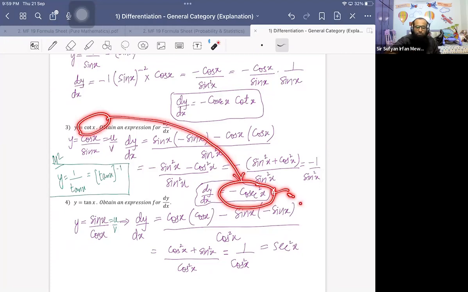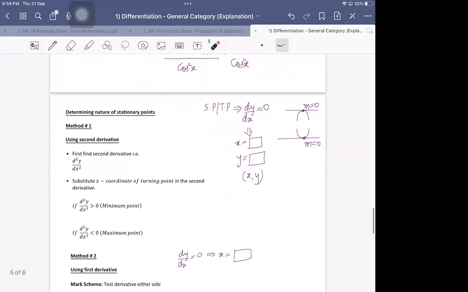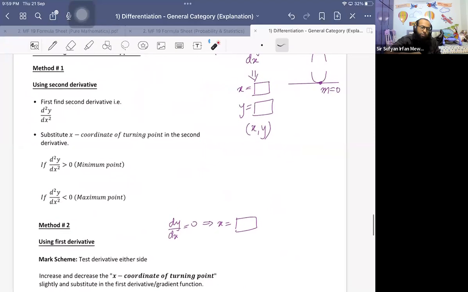In the questions, everything is going to be very, very crystal clear. You're not going to get difficulties, inshallah. The examiner is very clear with the guidance given. The guidance is very clearly given in the exam questions. Okay. Determining the nature of stationary points.